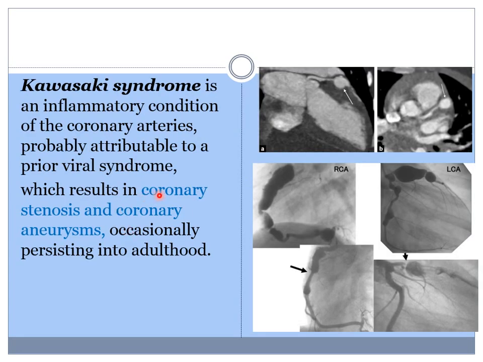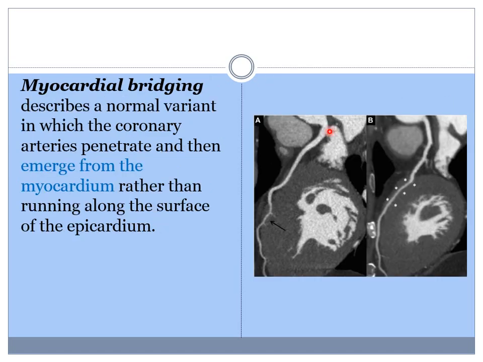Kawasaki syndrome is an inflammatory condition of coronary arteries, probably attributable to prior viral syndrome, which results in coronary stenosis and aneurysm. Occasionally persists into adulthood. We can see stenosis, aneurysm in angiography and here as well. Myocardial bridging describes a normal variant in which coronary arteries penetrate and then emerge from myocardium rather than running along the surface of epicardium.